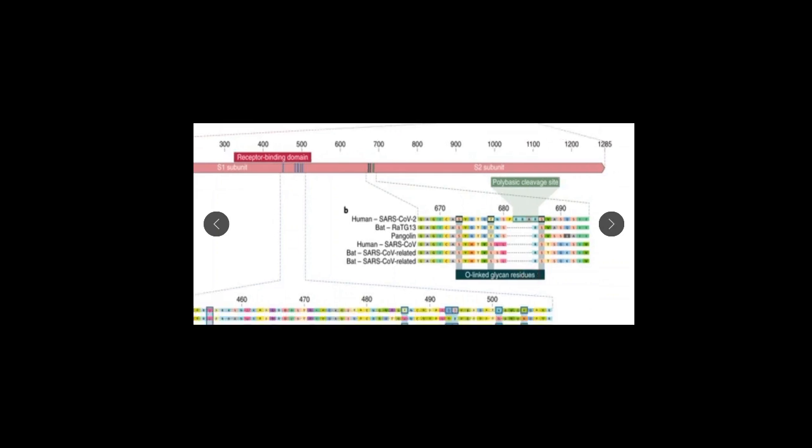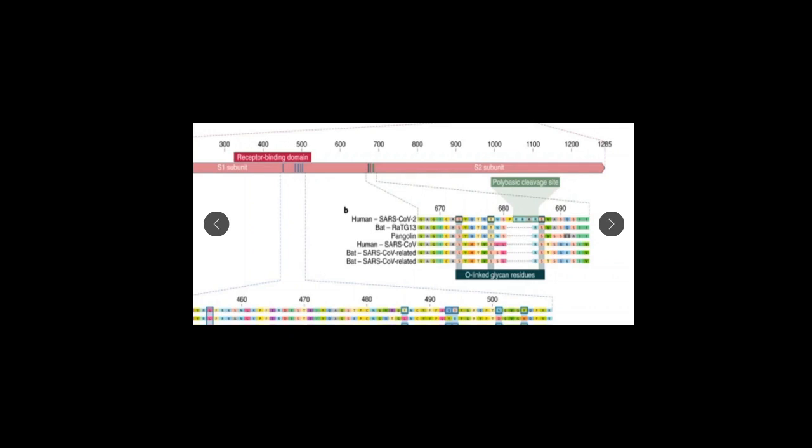There are also O-linked glycans, and the function of the glycans is unclear, but they could create a mucin-like domain that shields epitopes or key residues on the SARS-CoV-2 spike protein.